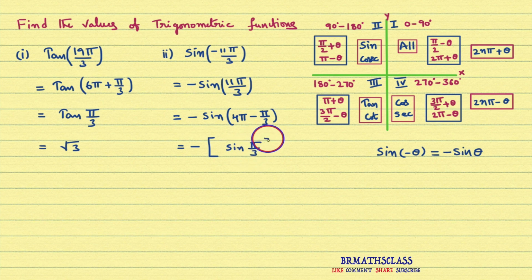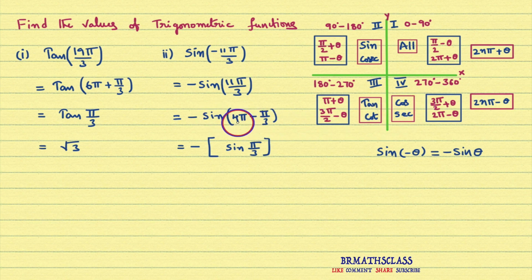Now it's time to write the sign. Even number into pi minus theta. You look here, even number into pi minus theta lies in which quadrant? It lies in the fourth quadrant. In the fourth quadrant, what functions are positive? In the fourth quadrant, cos, secant, x are positive. But here sine is there. Sine is negative in the fourth quadrant.